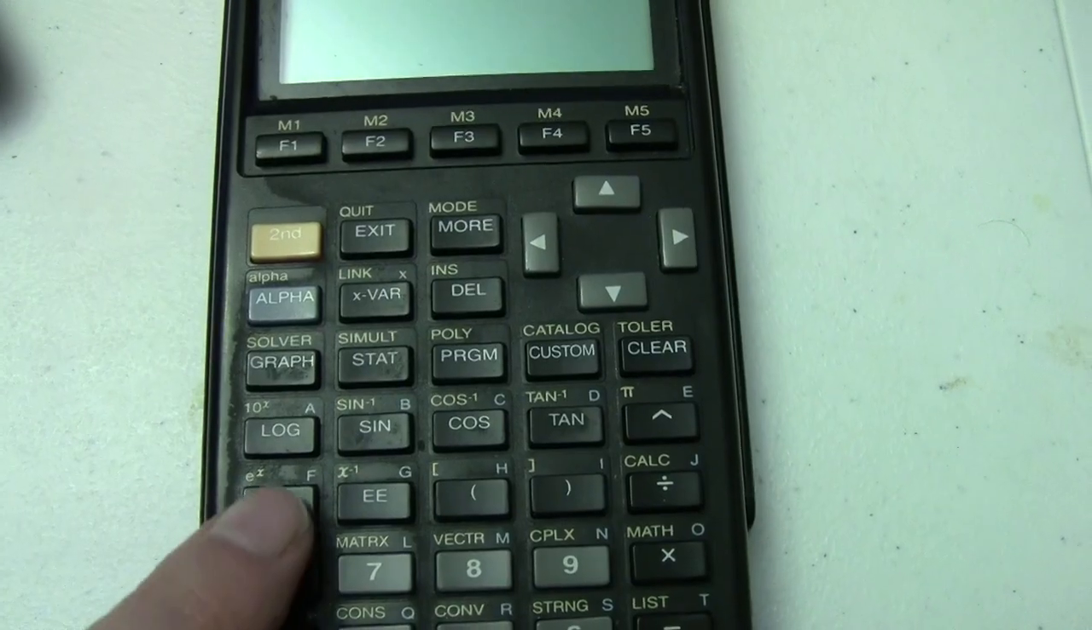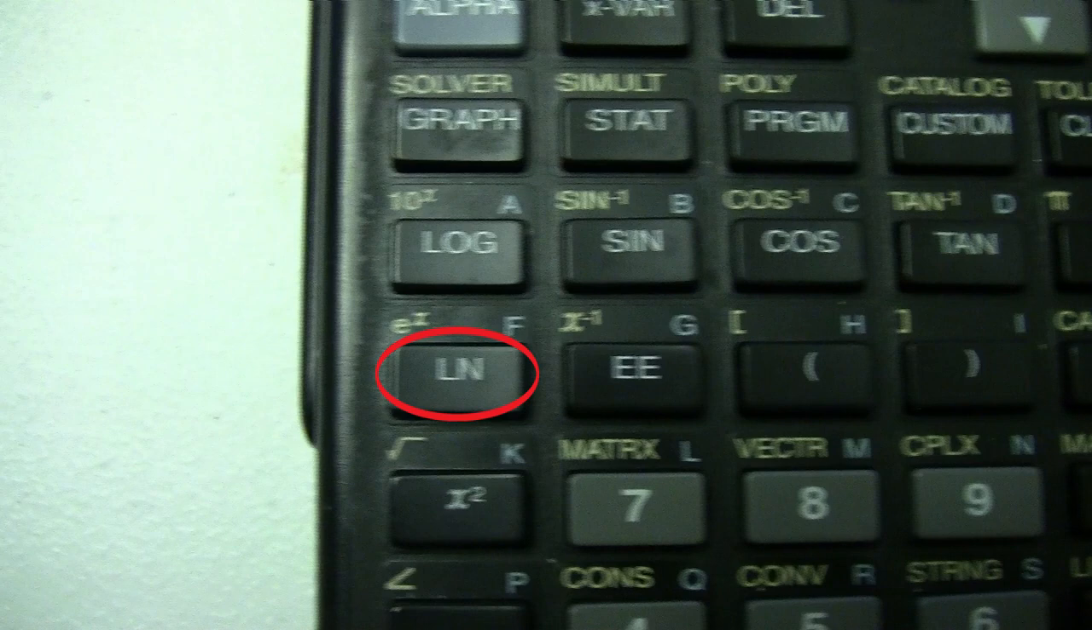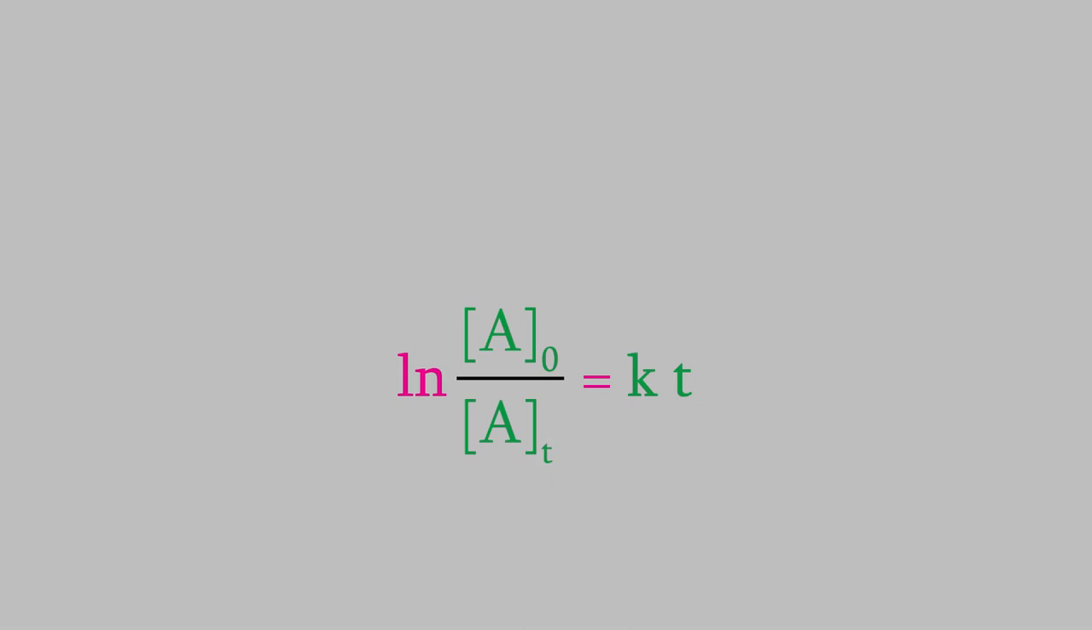If you have a scientific calculator, you should have a button on it that allows you to take the logarithm. Notice that there's also a button that says log on it. This is a different type of logarithm and would give you a different result. Be careful to use ln, the button for natural logarithm, and not the button that says log. So let's get back to our equation for first order reactions and see how we use logarithms in it.